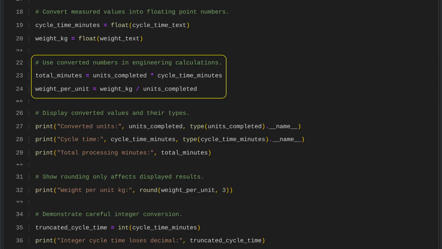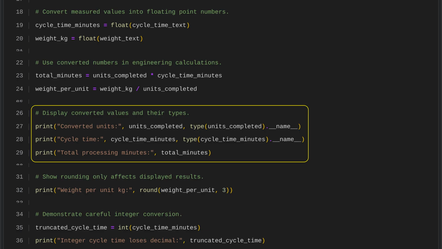Calculate total processing time by multiplying completed units by the cycle time in minutes. Then find the average weight per unit by dividing the total weight in kilograms by the number of completed units. Together, these values show how long the process takes and how weight is distributed across the units.